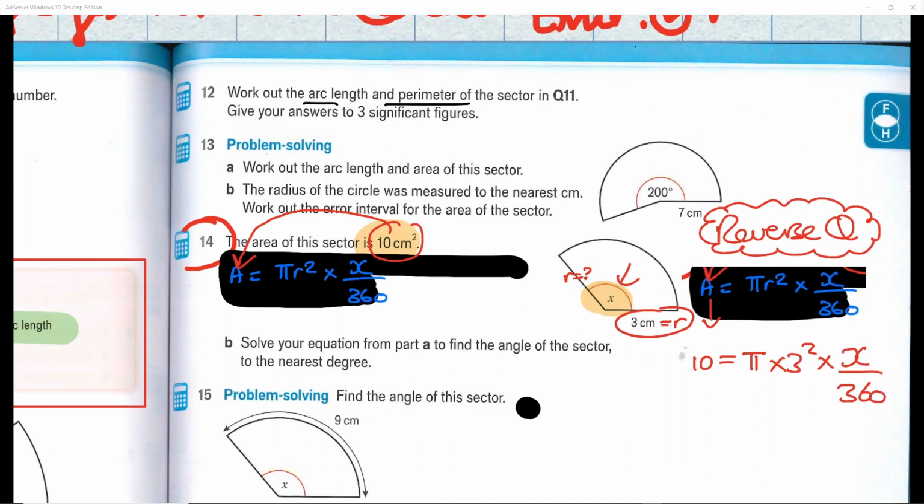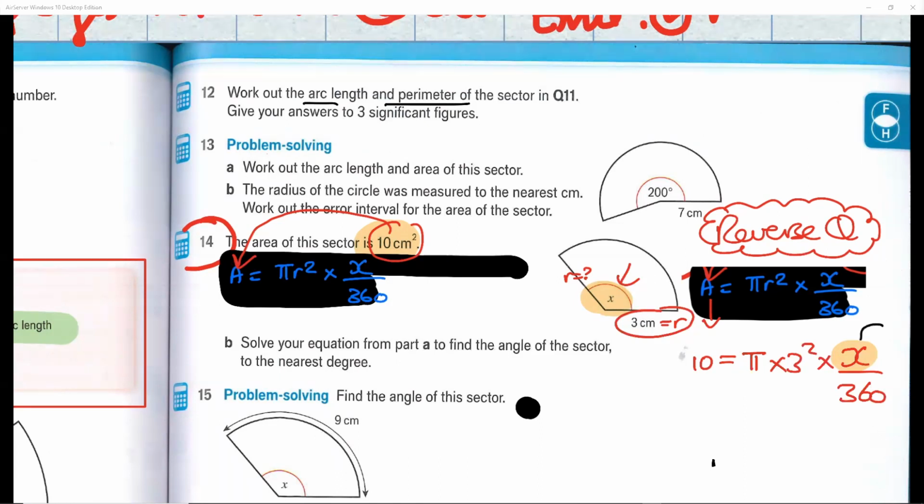Lovely. So how do you rearrange this equation to work out the value of X? I will highlight it for you. I want you to make X the subject. Go. Do you know how to rearrange an equation? No. Okay, no problem. Let's have Miss Salia. Go. Basically, you're going to divide 10 by pi times 3 squared.